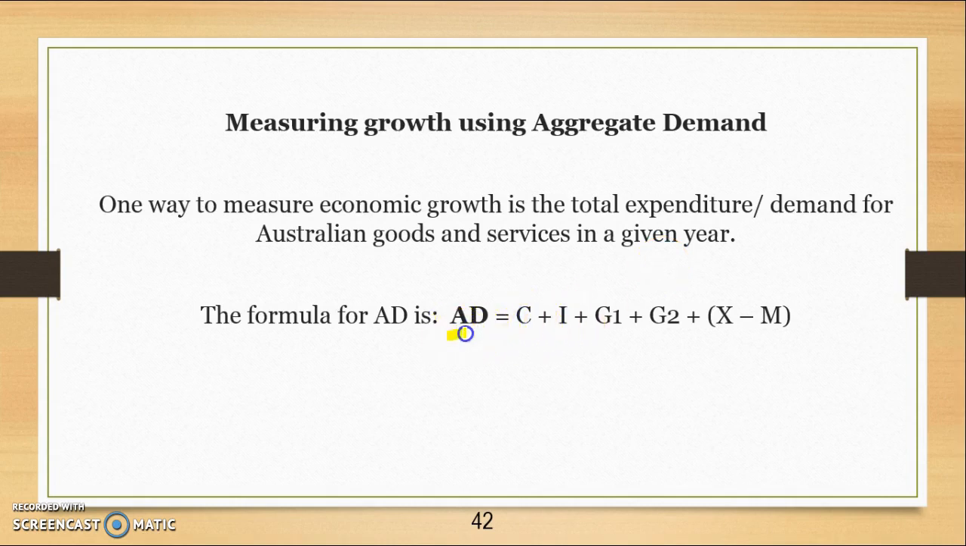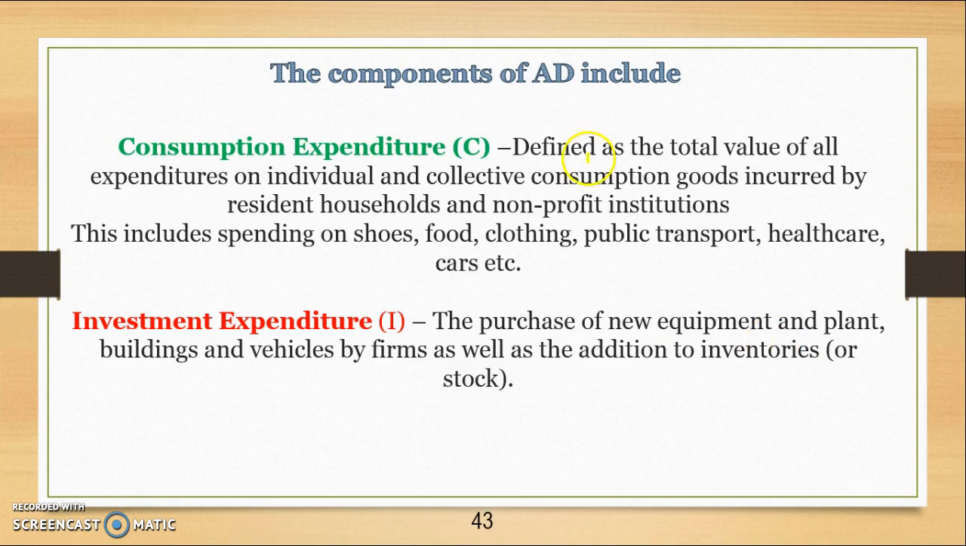And it's calculated as the total demand for Australian goods and services, which is consumption plus investment plus government spending plus net exports. So consumption expenditure is the total value of all expenditure by individuals or consumers on goods and services. So that can include spending on shoes, food, clothing, public transport, all the things that consumers spend money on. Investment spending is spending on new plant and equipment. So that can be building vehicles by companies.